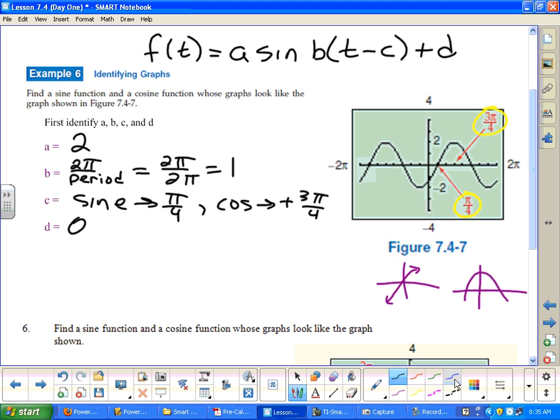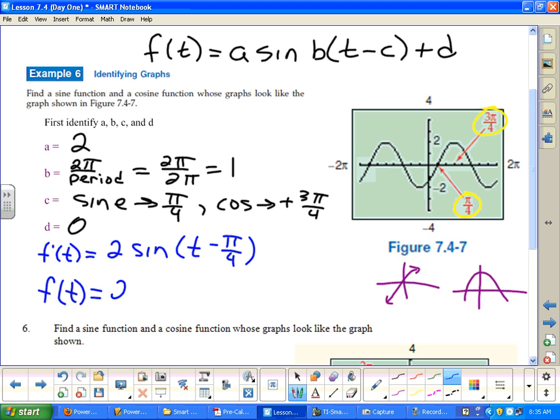So my equations then are going to be f of t equals 2 sine of t minus pi over 4. B is 1, D is 0, so we don't need them. And f of t equals 2 cosine of t minus 3 pi over 4.